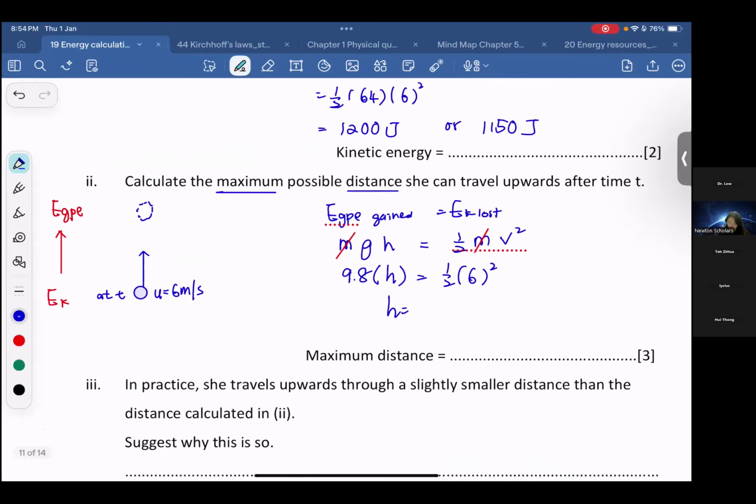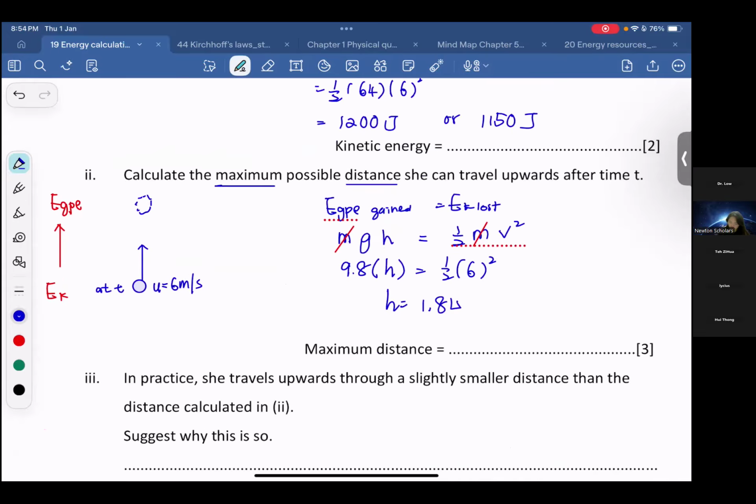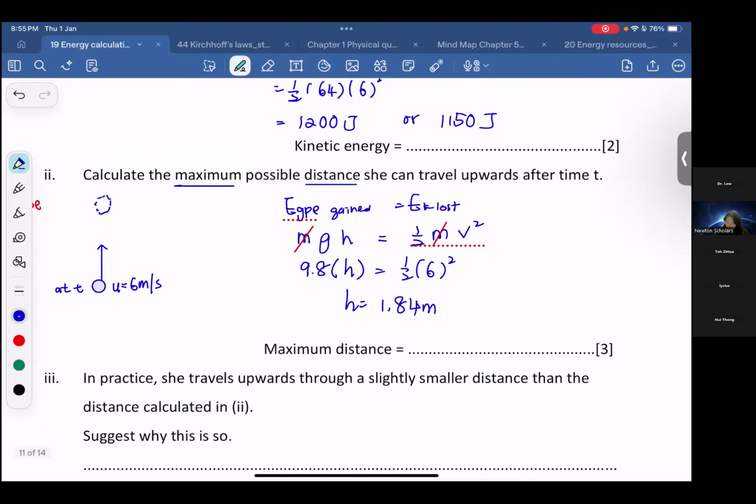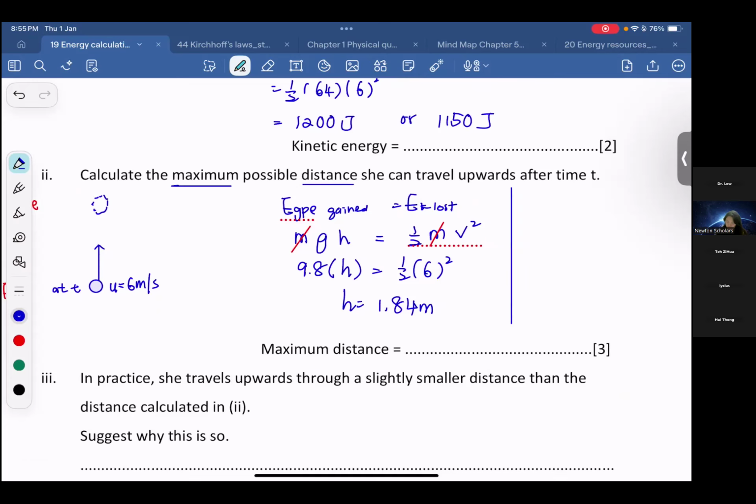Here the answer is 1.84 meter. My answer is 1.84. Maybe you're using other methods. Wait, let me have a look. Yes, correct. Okay, if you're using other methods, will you get other answers? Okay, here mgh equals to kinetic energy.